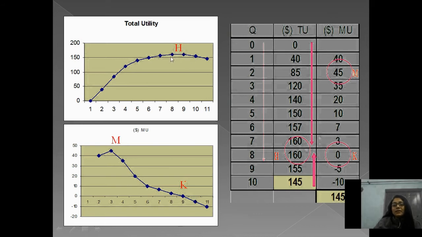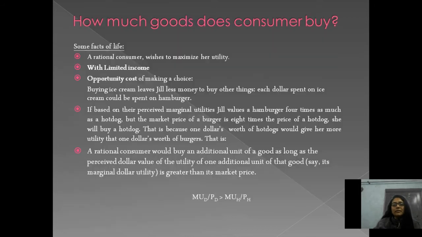And for the good, at 7 and 8, this 8 is the maximum, and at 8 units of consumption, marginal utility becomes 0. So for this good, K is the point where the marginal utility becomes 0, right? After that certain point, it begins to turn negative. We have seen that the sum of marginal utility is 145, and the total utility for the last unit is also 145, right? In this way, we derive the relationship between total utility and marginal utility.